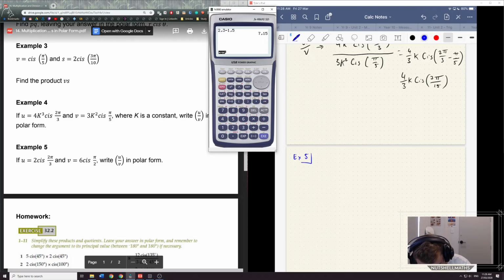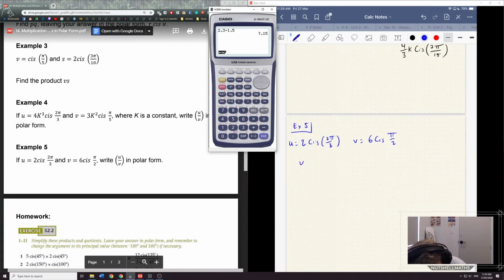Last example, 5. I just read it wrong. That's cool. All good. u equals 2 cis 2 pi by 3, and v equals 6 cis pi by 2. I find this kind of soothing because it's not very difficult. We want u over v: 2 cis 2 pi by 3 over 6 cis pi by 2, which is 1/3 cis (2/3 minus a half).